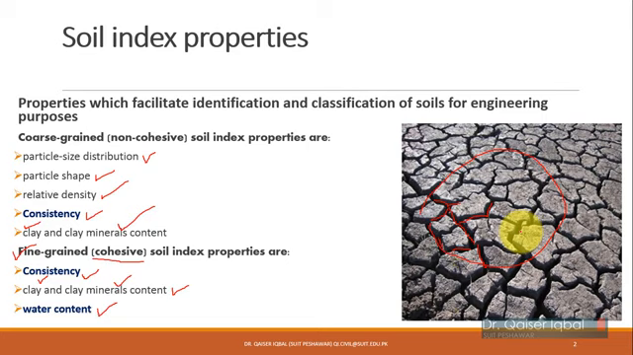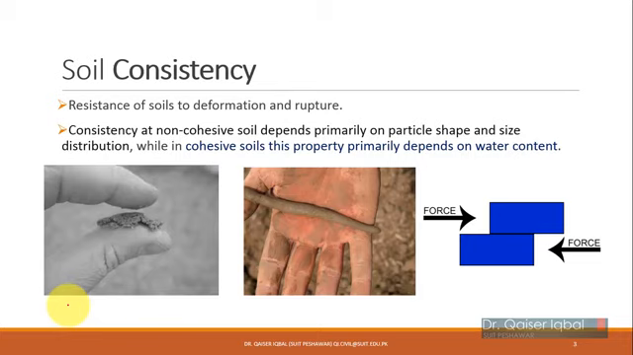Similarly with the water content, its consistency will also be affected. Its shear strength, shear stress resistance will also be affected. So moisture content or water content is also a very important index property for fine grained soil. In coarse grained soil it does not affect its properties that much, but in fine grained soil, if the moisture content is different, then the properties of that particular soil will be different. So these are the soil index properties. We will discuss consistency now in detail. So what is soil consistency?